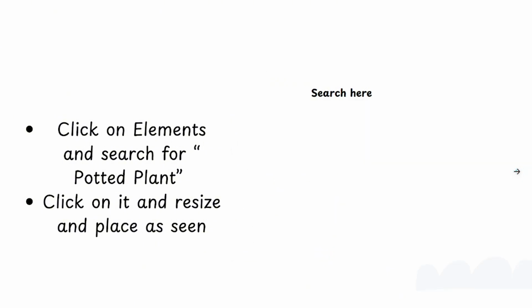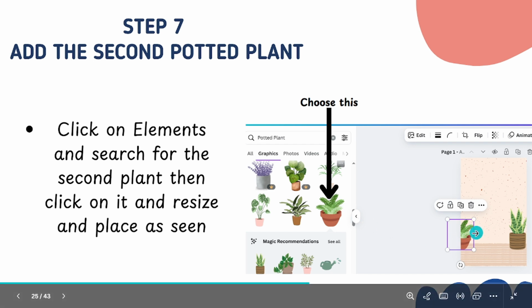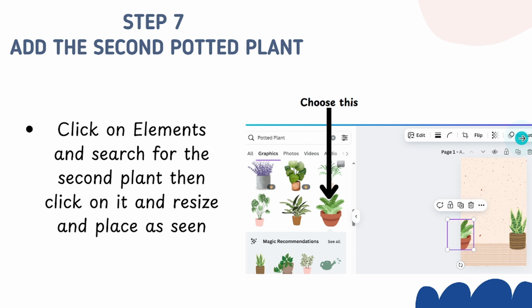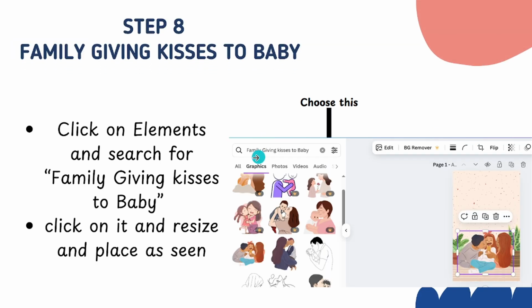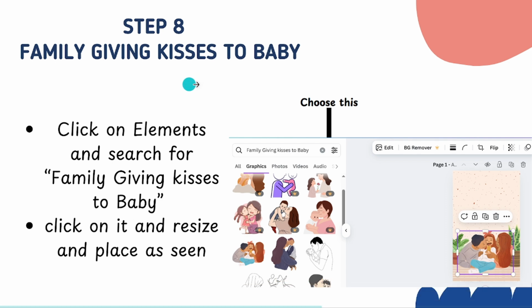For this design, we are going to need 2 plants, so you get another one. For me, I got this one for the second one and I kept it here. After that, the next step is to add the illustration that we see here. The illustration that we see here, we just search for family giving kisses to baby.